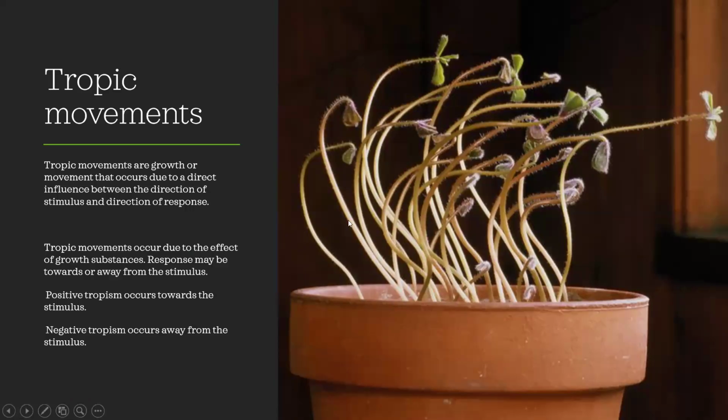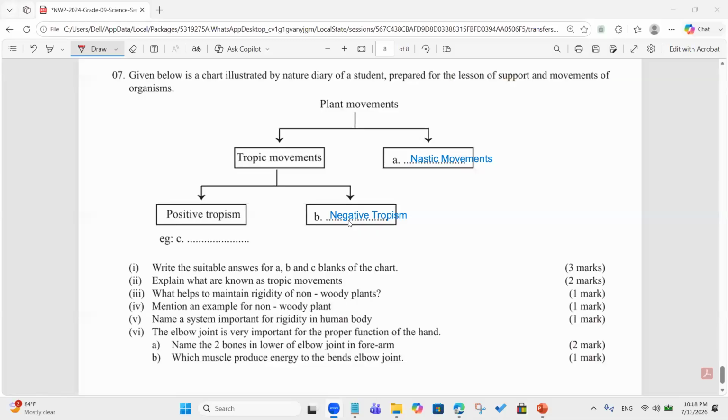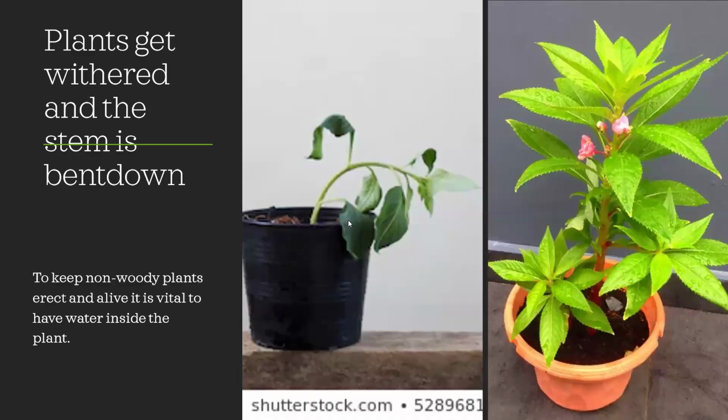Next one. What helps to maintain the rigidity of non-woody plants? Woody plants and non-woody plants use 2 methods to maintain their rigidity. So these are non-woody plants, right? Without water, the plant stem bends aside. But when you pour water, it stays erect. They are the non-woody plants.